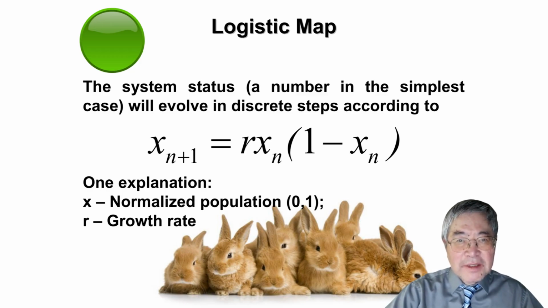At first glance, the equation looks straightforward. But because it includes a nonlinear term, the population multiplied by 1 minus the population, the system's behavior can change dramatically depending on the value of r.